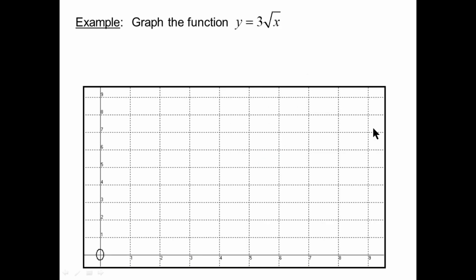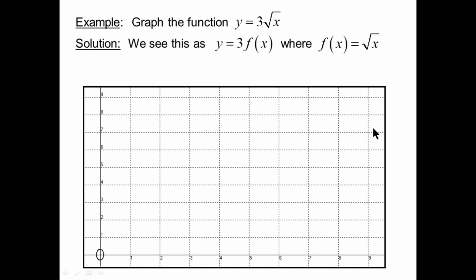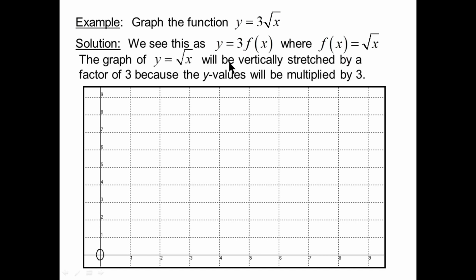Now we're going to graph the function y equals 3 root x. Solution? We see this as y equals 3 f of x, where f of x is root x. So this is our parent function, and we're going to call that our f of x, and we're going to take 3 times that, a vertical stretch. The graph of y equals root x will be vertically stretched by a factor of 3 because the y values will be multiplied by 3.